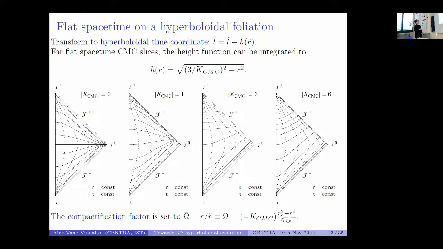And then once we are on this slice, our radial coordinate is still infinite. So then we perform a compactification, and we choose our compactified radial coordinate so that the non-compactified one is the compactified one over something that goes like omega close to scri plus.